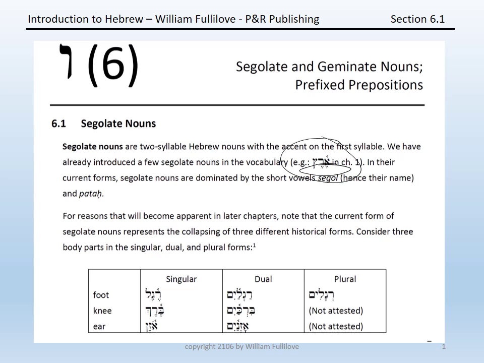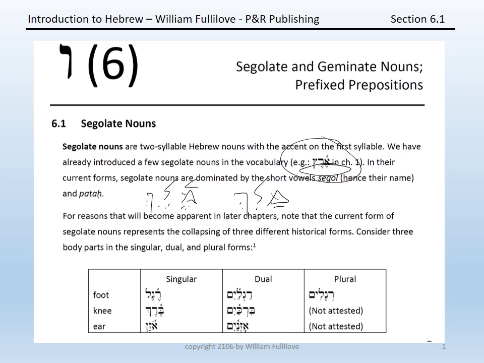So the definition is still that they are two-syllable nouns with the accent on the first syllable. But those vowels will most commonly be segol or maybe patach. As we go further in the grammar, it will be important for you to know that what we call segolate nouns did not originate in the form they exist now. For instance, the Hebrew segolate noun melech, which glosses as king, originally probably was pronounced malk.